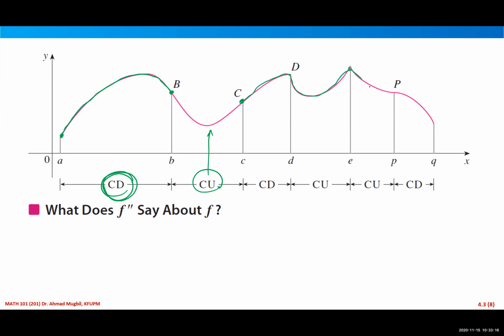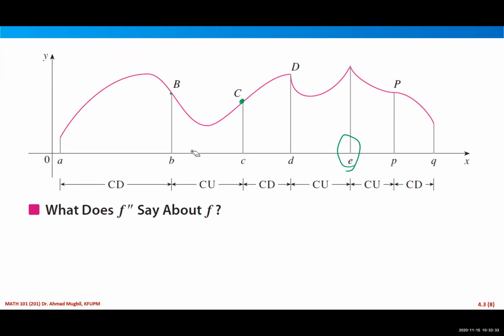It is still concave up. It doesn't change at E. At the point E, there is no change. At B, there is a change. It was concaving down up to here, but after that, at this point, it starts concaving up.